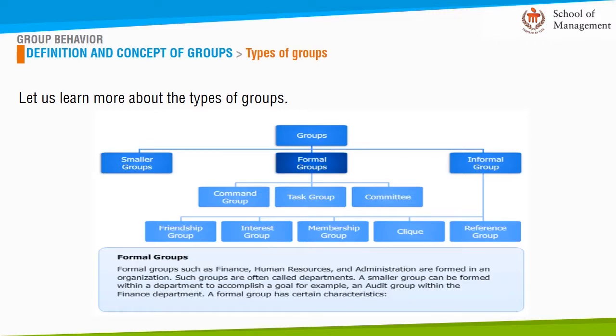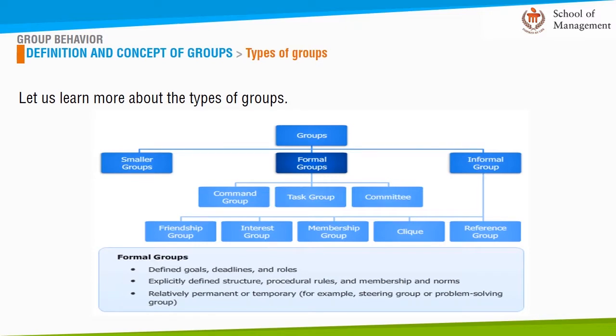Formal groups. Formal groups such as finance, human resources, and administration are formed in an organization. Such groups are often called departments. A smaller group can be formed within a department to accomplish a goal, for example, an audit group within the finance department. A formal group has certain characteristics: defined goals, deadlines, and roles, explicitly defined structure, procedural rules, and membership and norms, relatively permanent or temporary, for example, steering group or problem-solving group.